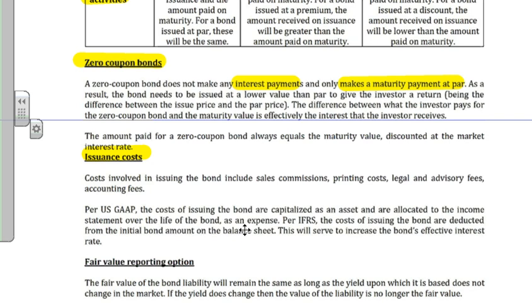Issuance costs. What about the various costs that are involved in issuing of a bond? Sales commissions, pricing, all the printing costs, legal costs, advisory fees, things like that. Per US GAAP, these are capitalized as an asset and get allocated to the income statement. Per IFRS, the costs are deducted from the bond amount on the balance sheet.